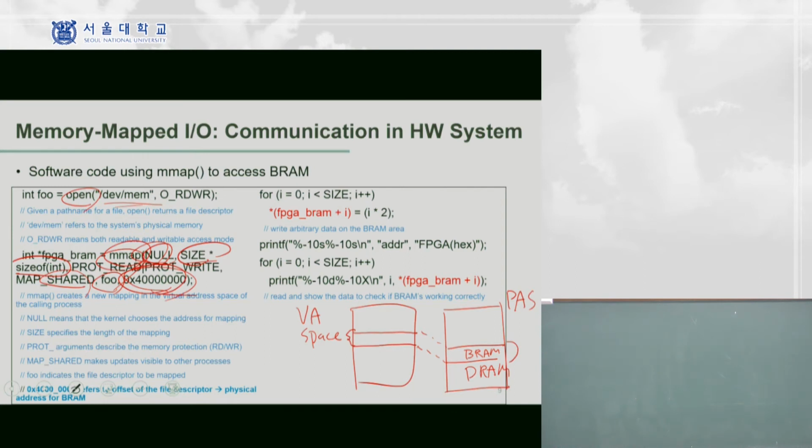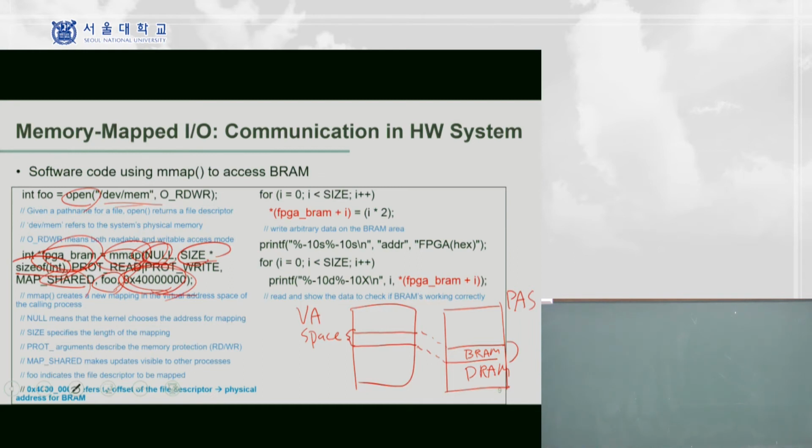So if the mapping was successful, the starting address of this virtual address space will be returned to you. Okay? So this is the FPGA VRAM. As a result of executing this mmap function call, if it was successful, then you're going to obtain the beginning address of this VRAM region in virtual address space. Okay?